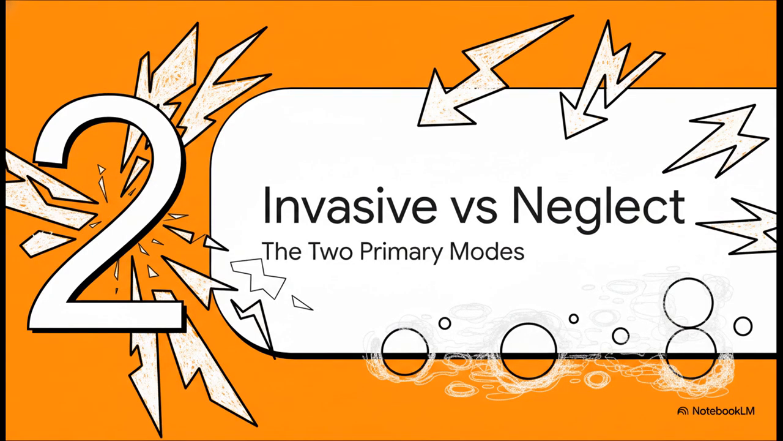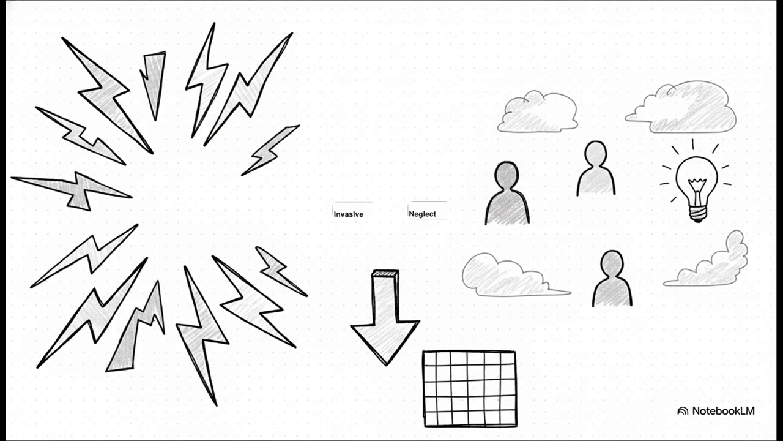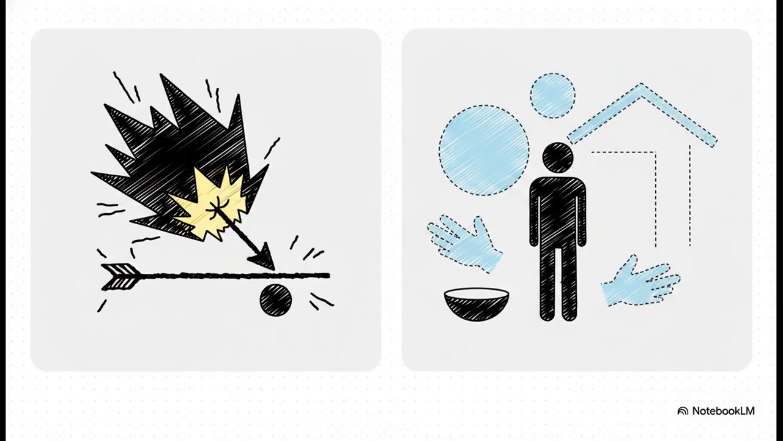Moving right along to Section 2, invasive acts versus neglect. Let's look at the 2 primary modes of how trauma is actually inflicted, because this really builds the core concept of the exercise. As we go through this, every single experience we analyze is going to be filtered through one essential overarching matrix. We have to ask, was the act invasive or was it neglect? Let's clarify that a bit.